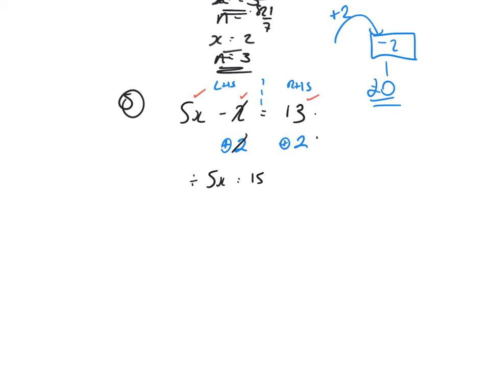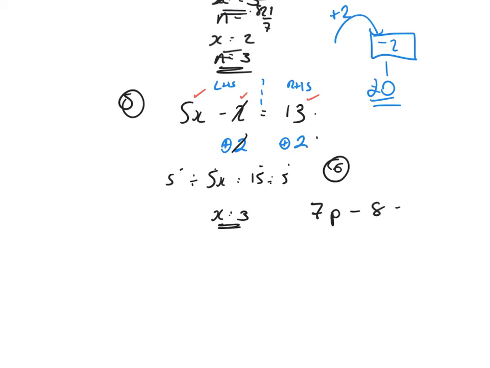How do I get 5x down to x? I need to divide by 5, but I'll need to keep things balanced and divide that side by 5 as well. 5x divided by 5 is x. 15 divided by 5 is 3. x equals 3. Example 6.